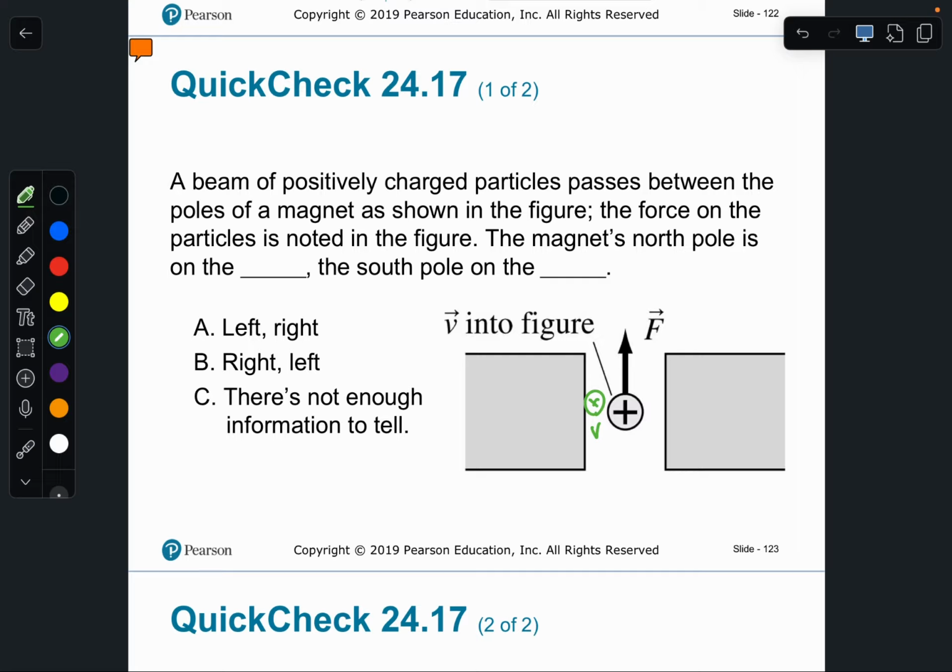And you can see that the magnetic field is pointing from right to left, right? It's pointing to the left. So my magnetic field is pointing to the left. And if my magnetic field is pointing to the left, that means I have a north pole on this side and a south pole on this side. So the magnet's north pole is on the right, and the magnet's south pole is on the left.